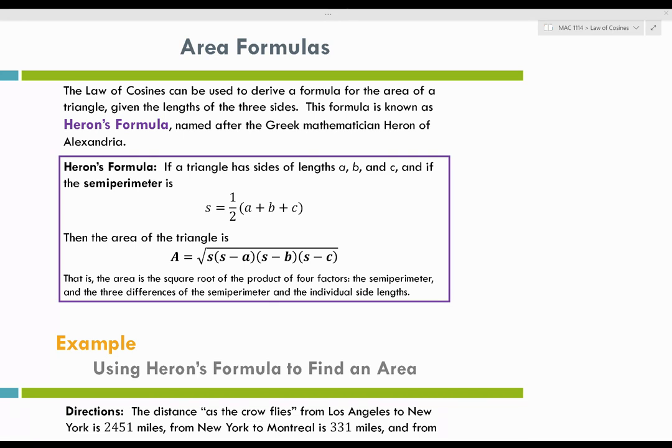Okay, so Heron said if you find the semi-perimeter, the prefix semi means half, right? So this is why you have 1/2 times the sum of the sides, which is the perimeter. So that's what that means. And then to find the entire area, it's equal to the square root of that semi-perimeter times the differences of the sides from the semi-perimeter. Okay, so let's actually do a problem where we see that formula in action.